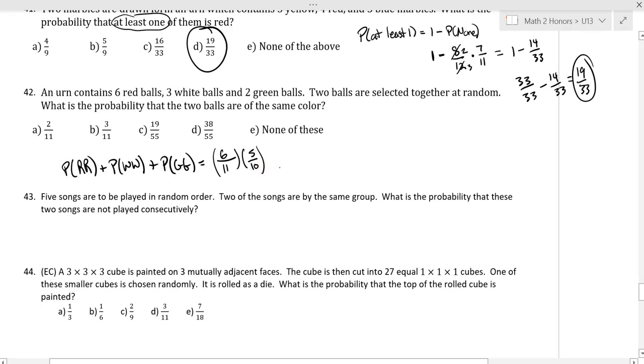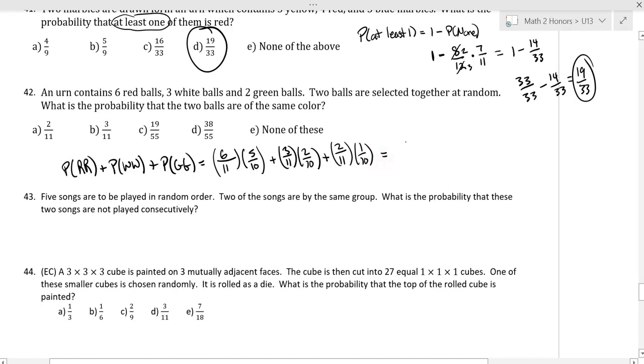Plus 2 white, we got 3 out of 11 times 2 out of 10. Plus, we want 2 green, so we got 2 out of 11 times 1 out of 10.